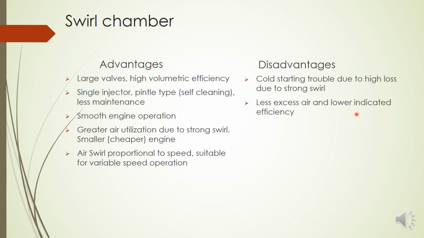And less excess air, and low indicator efficiency due to the high heat loss. Efficiency is less, and it will require 5 to 8% more fuel consumption because the work required in combustion is more, because we have to push this air to that swirl chamber, which requires more work. So it will consume more fuel compared to the open type combustion chamber.